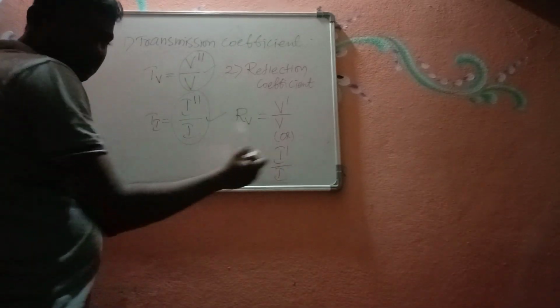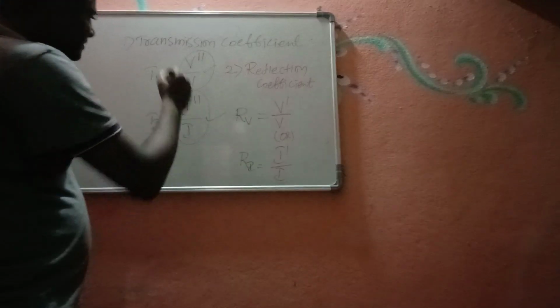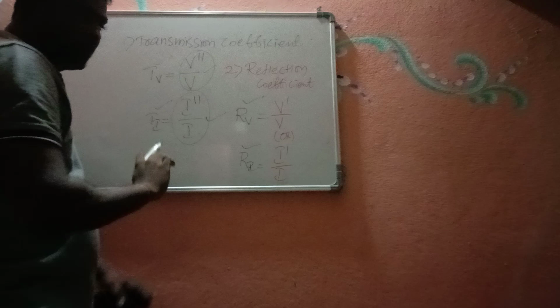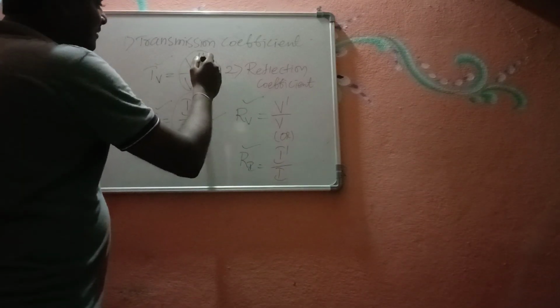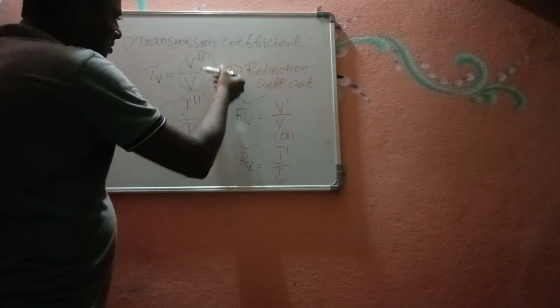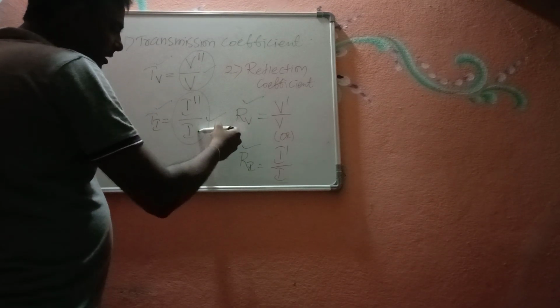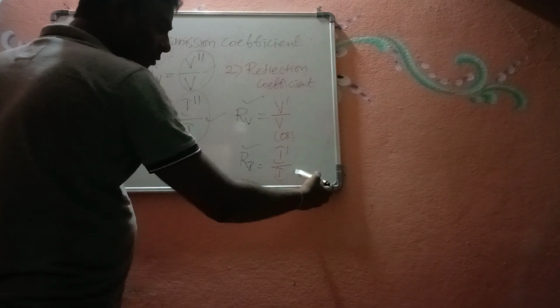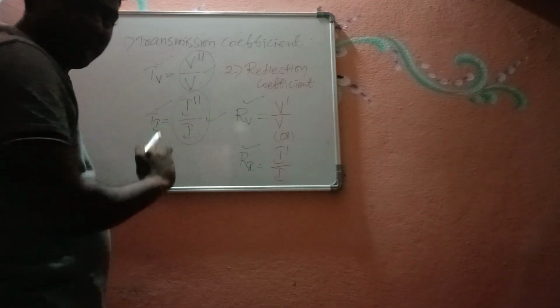So all these coefficients, TV, TI, RV and RI, have no units, because they are the ratios of 2 similar quantities. This is the ratio of 2 voltages, this is the ratio of 2 currents. Again it is the ratio of 2 voltages, and this is the ratio of 2 currents. Hence they don't have any unit.